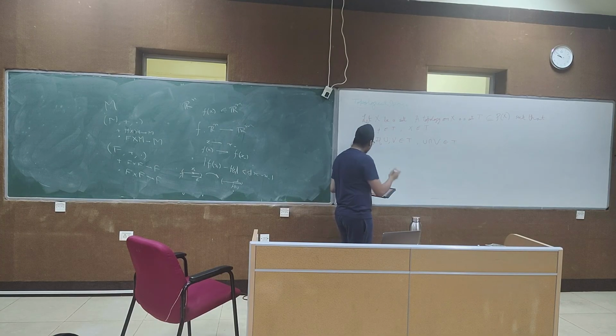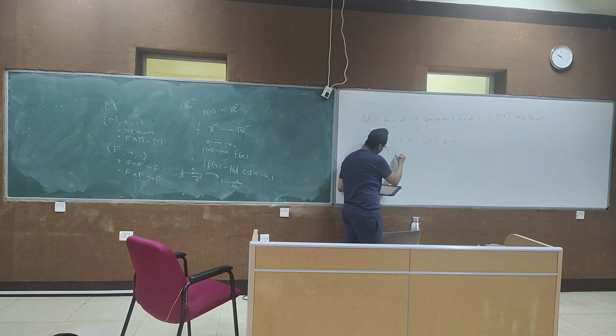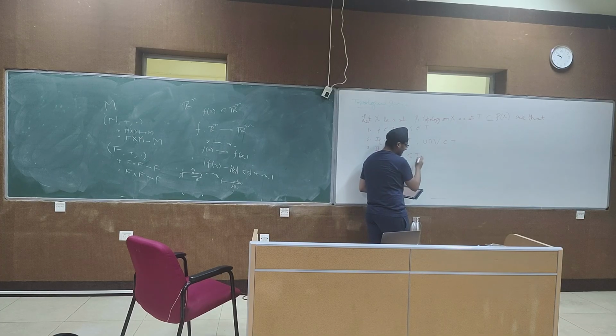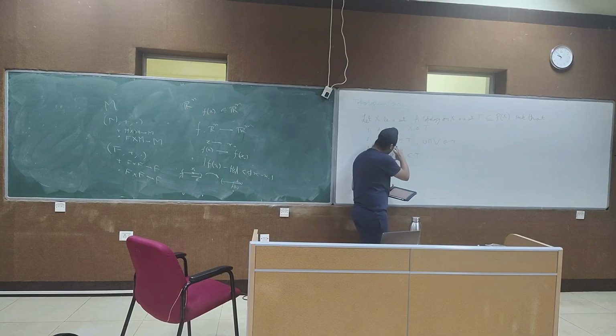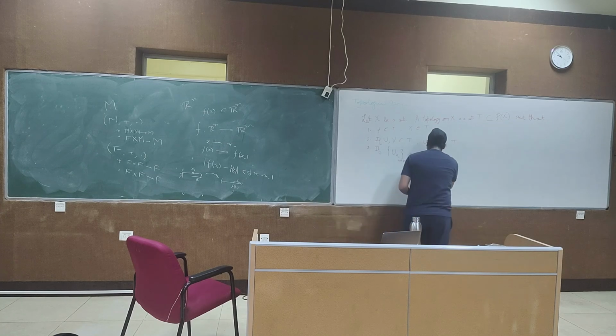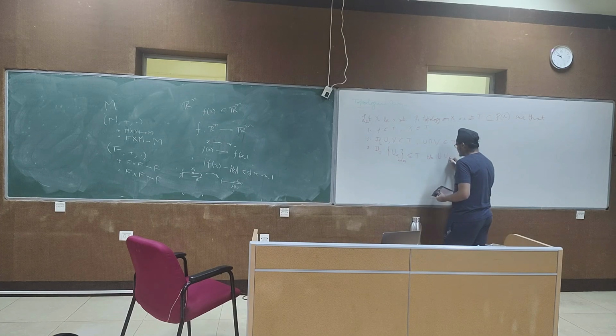Third, if I have a collection of sets indexed by this alpha, where alpha belongs to some set A, all of which belong to the set T. Okay, so all of the sets U alpha belong to the topology. And I form a set using all those sets. So this should be a subset of the topology. Then the union of all those sets belongs to the topology.